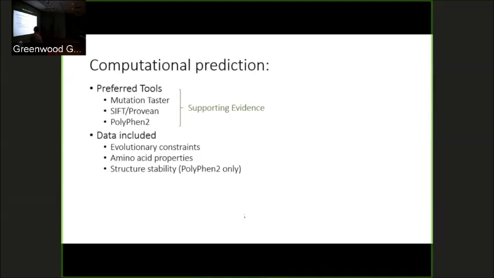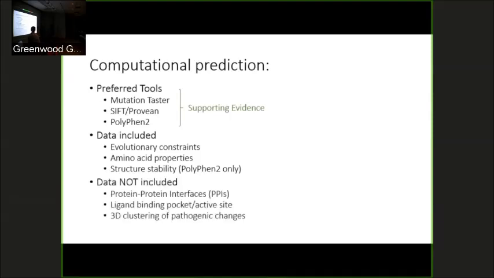But the one limitation of PolyPhen-2 is it doesn't include all this other data. So it doesn't include protein-protein interaction interfaces. It doesn't include binding pockets or active sites. And it doesn't include any other information as far as where those previous pathogenic mutations may cluster in three-dimensional space.